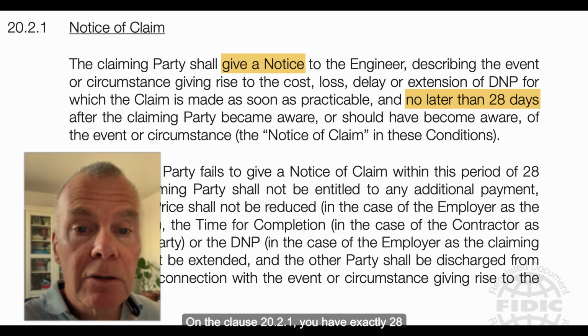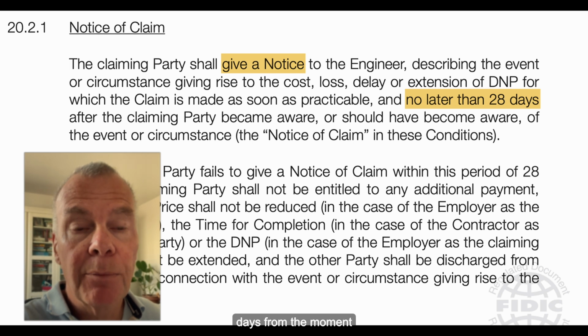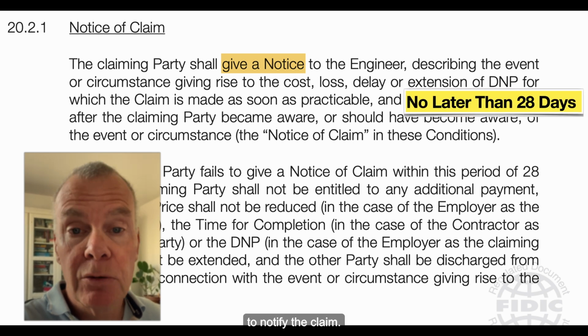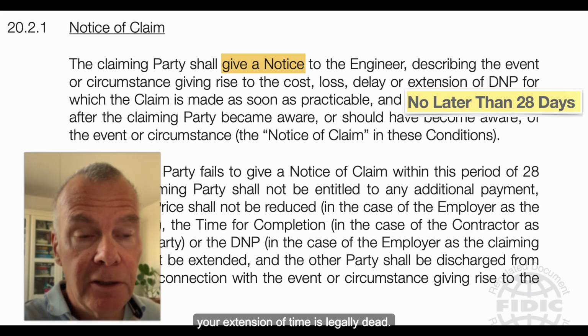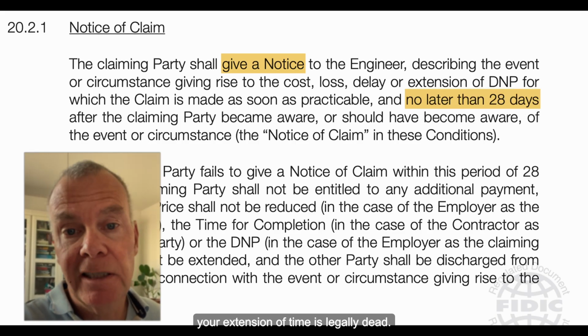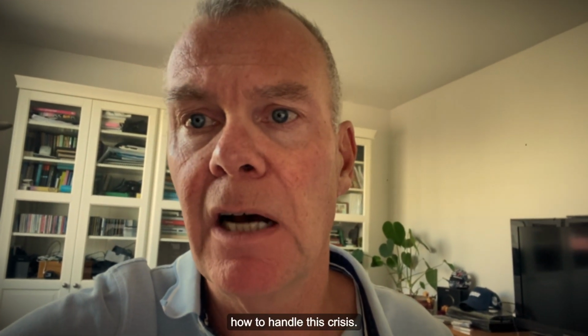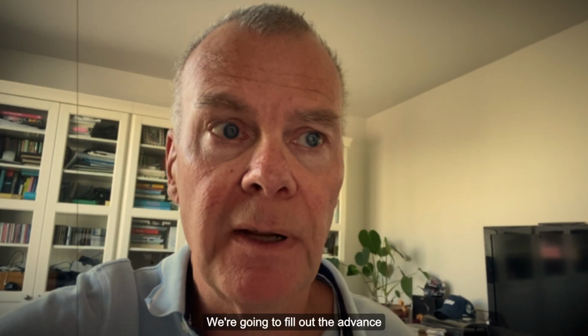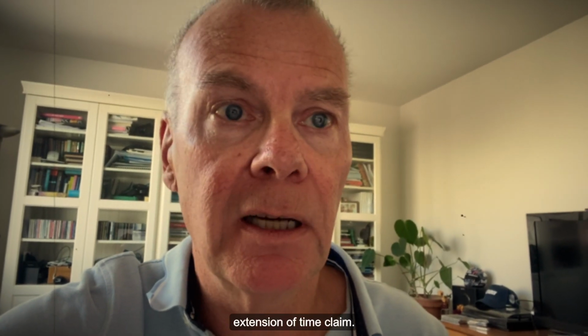Under clause 20.2.1, you have exactly 28 days from the moment this blockage started to notify the claim. Miss that deadline by a single minute and your extension of time is legally dead. Today, I'm giving you the exact step-by-step playbook on how to handle this crisis. We're going to fill out the advance warning, log the data in a bulletproof claims register, and submit a flawless extension of time claim.